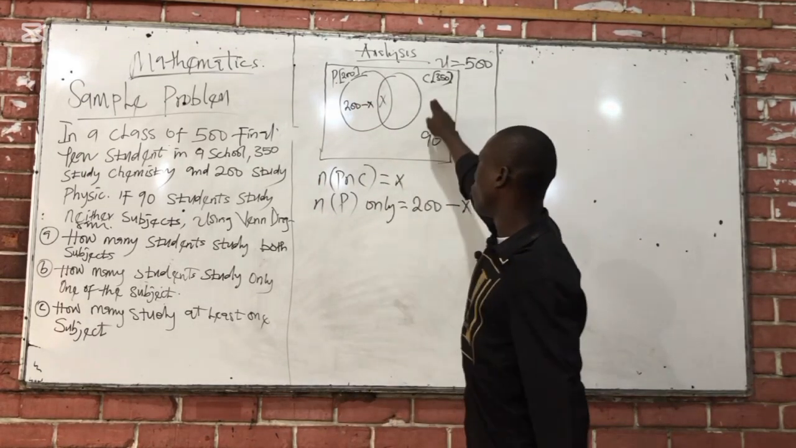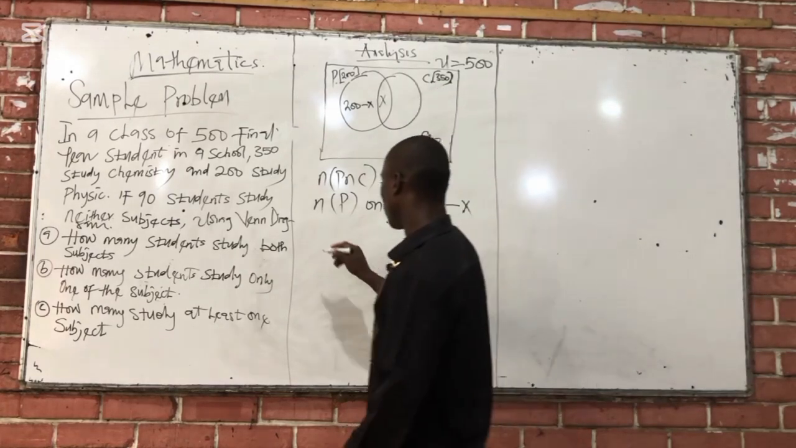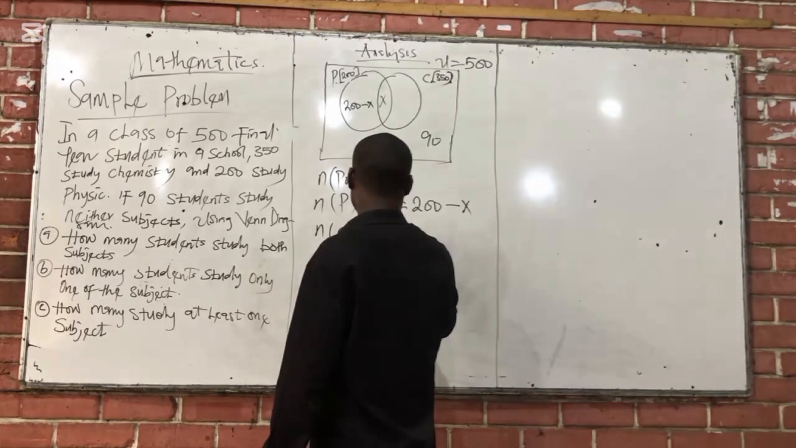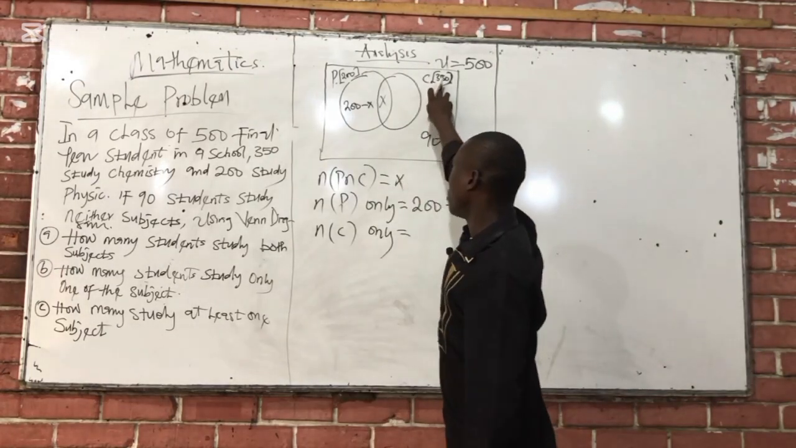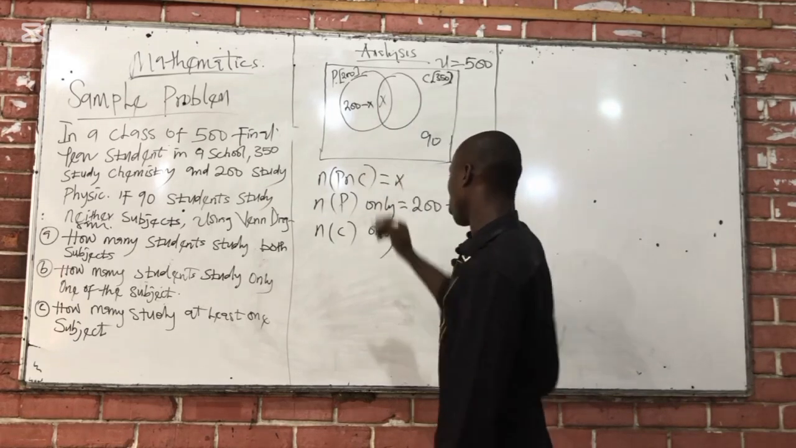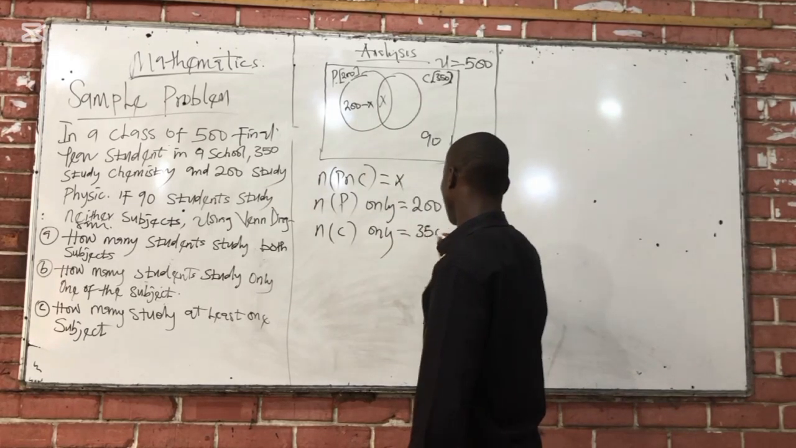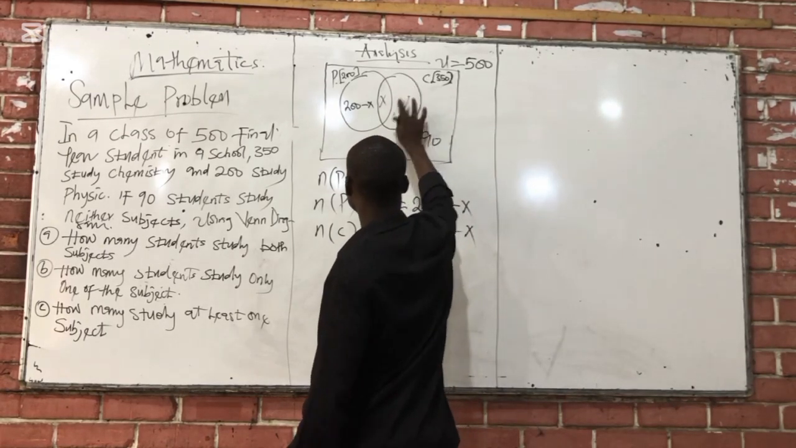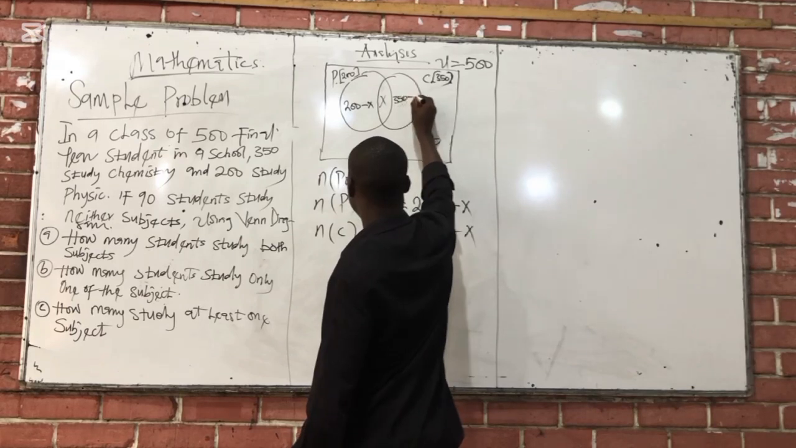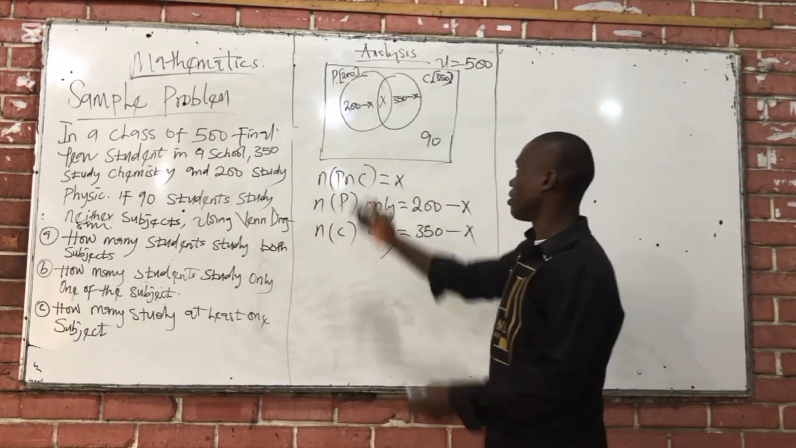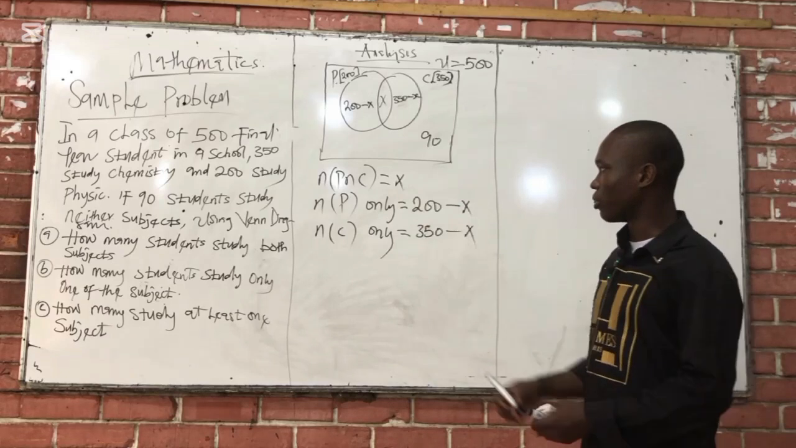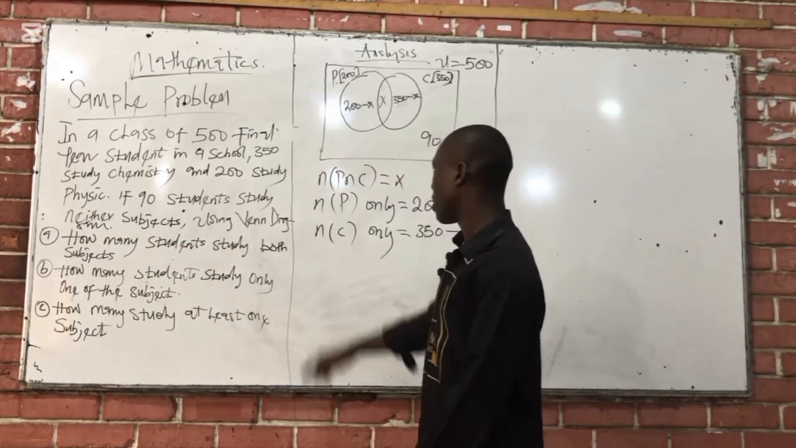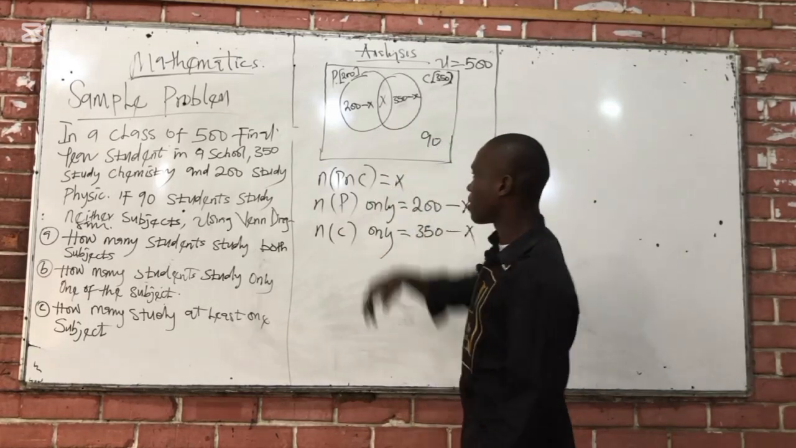So now we are going to look for the number of students that studied chemistry only. The number of students that studied chemistry only will be equal to 350 minus the intersection of both subjects, 350 minus X. So here becomes 350 minus X. So now this is the whole expression for that question. So we are going to solve this. Now they said, how many students studied both subjects? So this is what we are looking for.